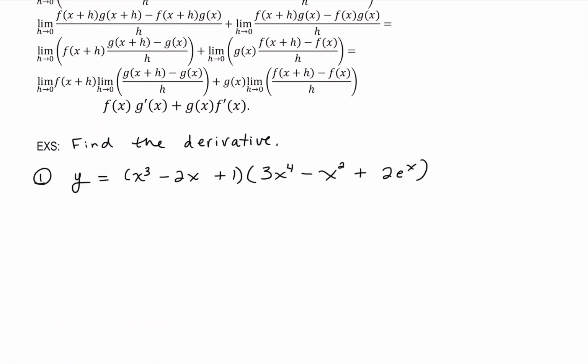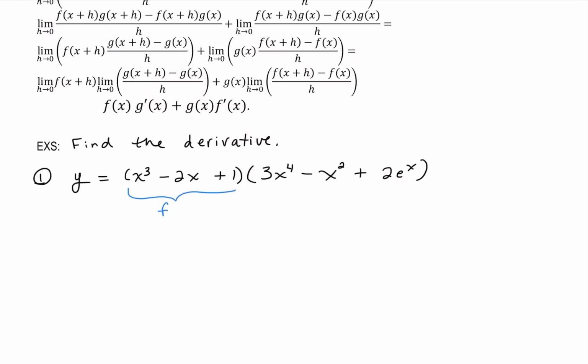So we have something in this first example, x cubed minus 2x plus 1, that quantity times the quantity 3x to the fourth, minus x squared plus 2e to the x. So we have something that, in theory, if you wanted to, you could certainly multiply all that out, but that would take a little while to multiply out two trinomials. And there are certainly going to be situations, we'll see one in the very next example, where you don't even have that option. So we're definitely going to work with our product rule on this one.